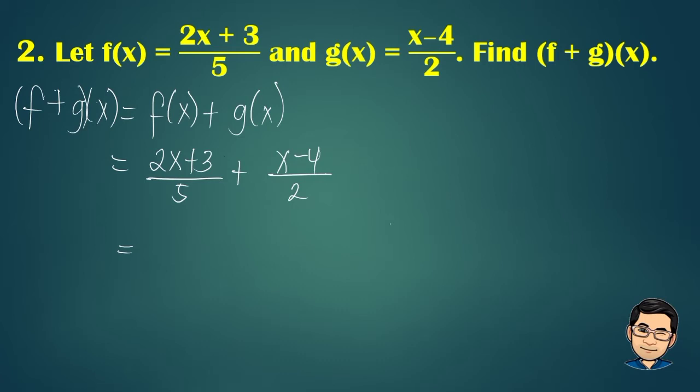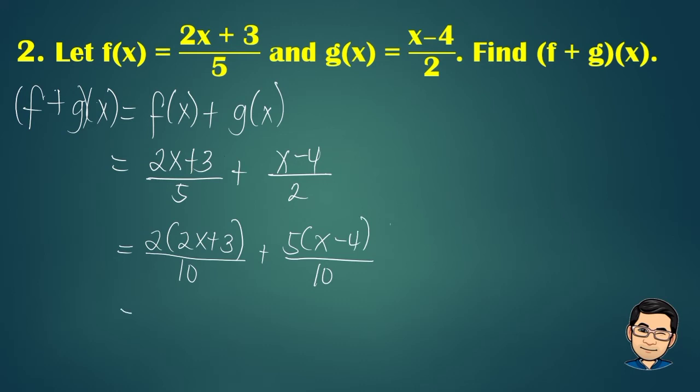So, ang LCD ng 5 and 2 is 10. So, sulat natin 10 and then 10. And then, i-divide natin itong nakuha nating LCD sa denominator and then, yung nakuha nating quotient doon, i-multiply sa numerator. So, 10 divided by 5, that is 2 times (2x plus 3). Next, 10 divided by 2, that is 5 times (x minus 4).